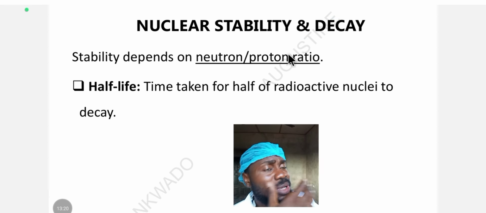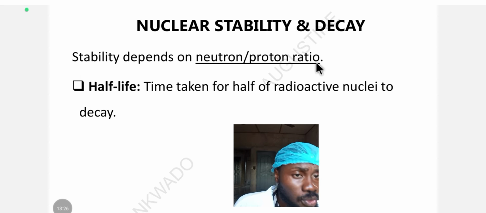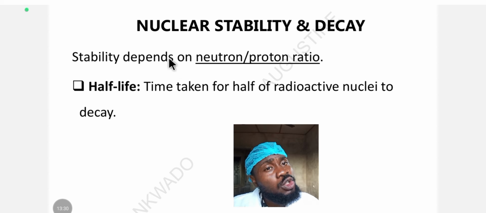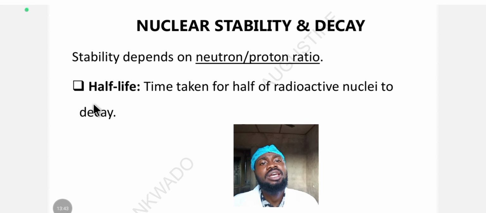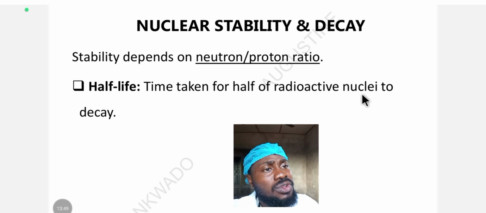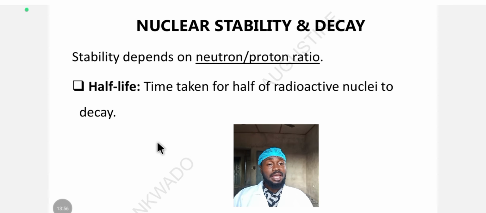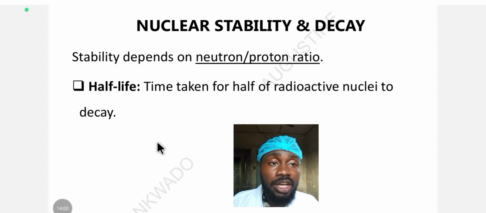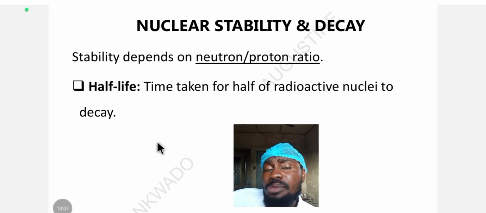Now, let's look at nuclear stability and decay. Stability of a nucleus depends on the neutron/proton ratio. The stability of a nucleus depends on what? Neutron and proton ratio. That's what determines the stability of a nucleus. Okay. Now, what is half-life? Half-life is the time taken for half of a radioactive nucleus to what? To decay. The time taken for half of that nucleus to decay. It can take 1 year, 1,000 years, 2,000 years, it can take 800,000 years, depending on the nucleus.